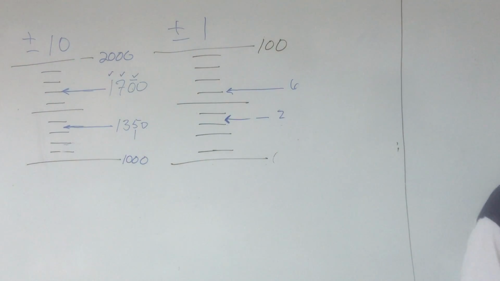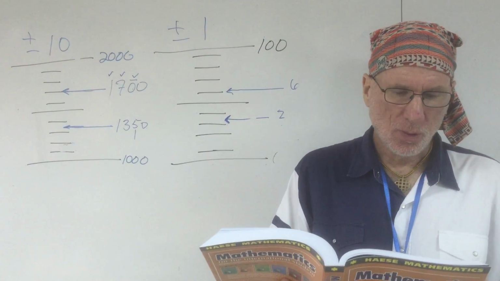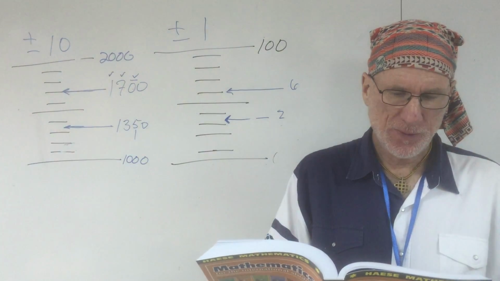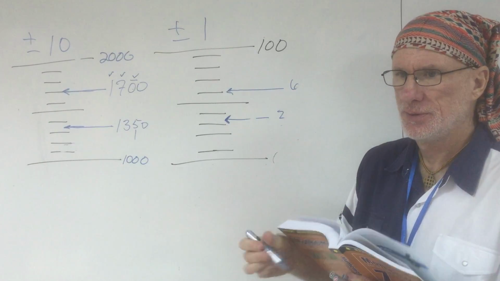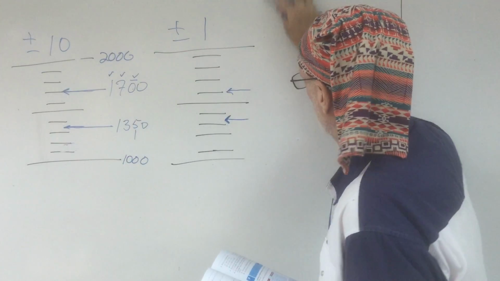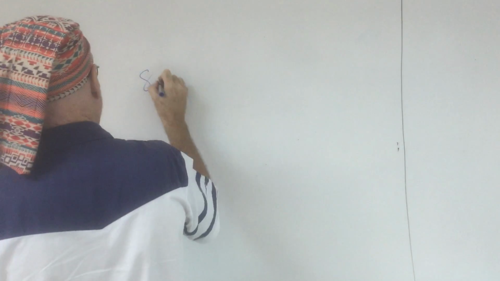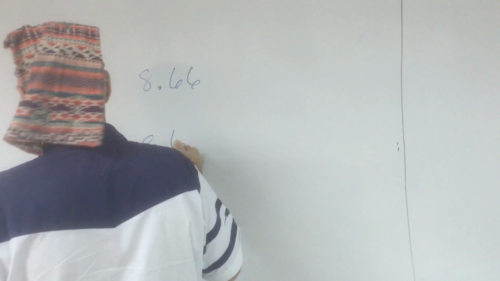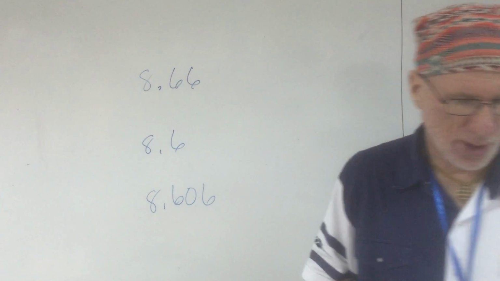Okay. It says, write in order from smallest to largest. Right? Write in order from smallest to largest. Right, you ready? It says 8.66, 8.6, 8.606. Smallest to largest.